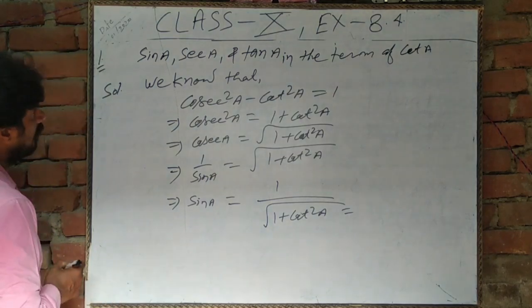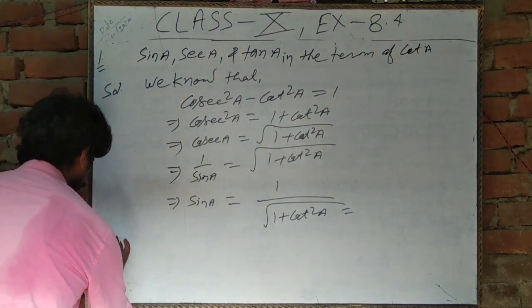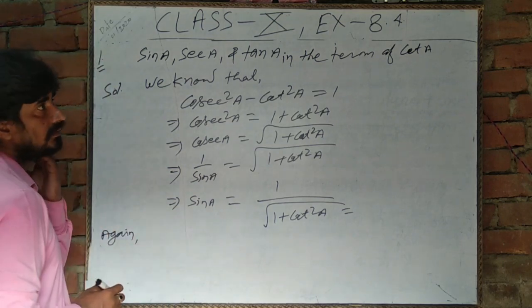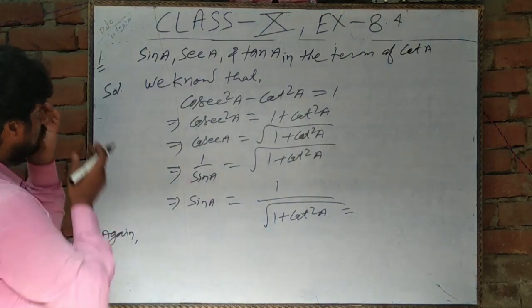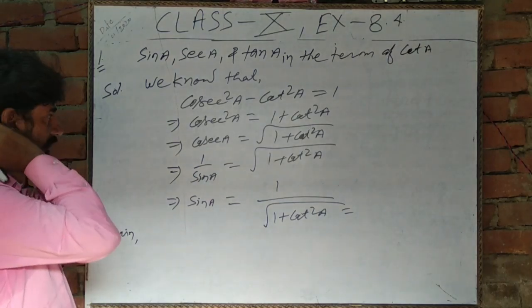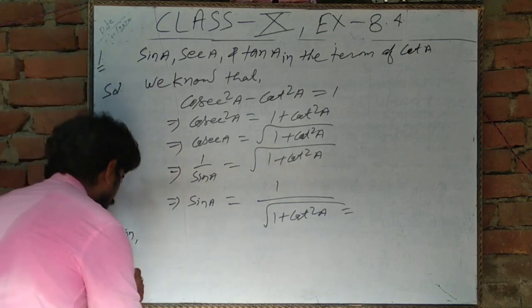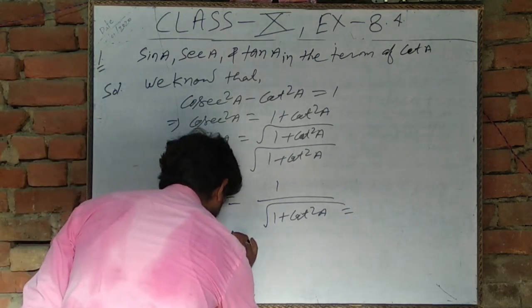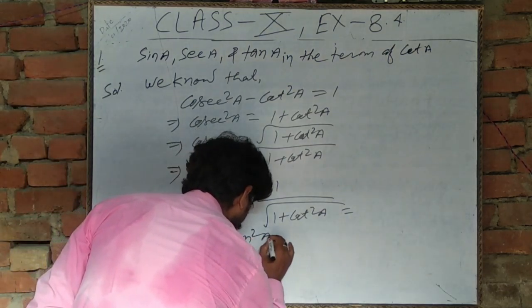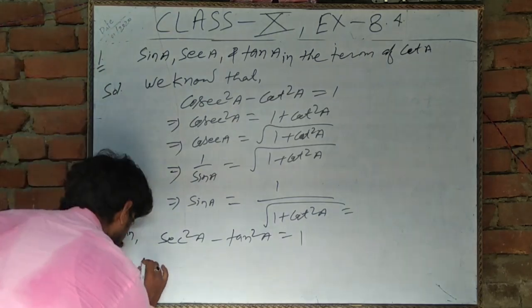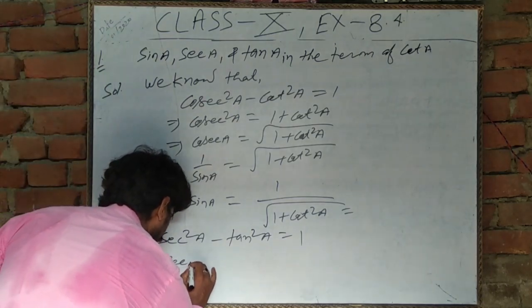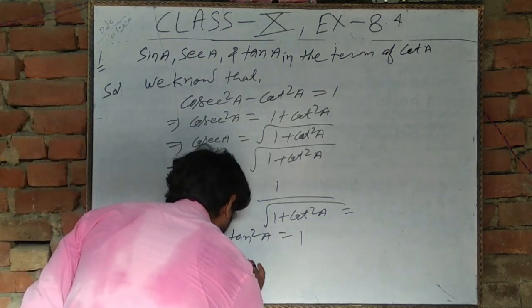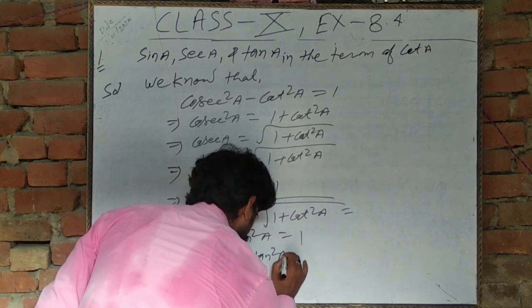Again, for sec A, now we will apply the formula for sec. We know sec square A minus tan square A equals 1. So sec square A equals 1 plus tan square A.